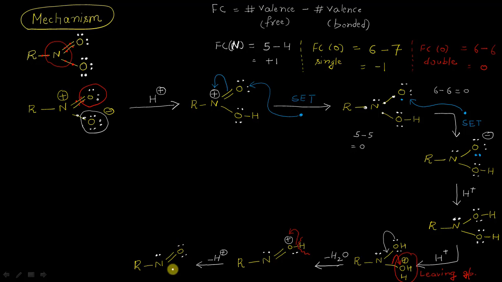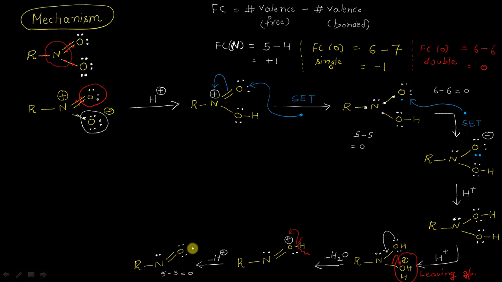So now for this nitrogen atom, what is the formal charge? The number of valence electrons in the free atom minus the number of valence electrons in the bonded atom, and they are how many? 1, 2, 3, 4 and 5, which gives us a 0 formal charge. So no charge is to be put on this nitrogen atom.